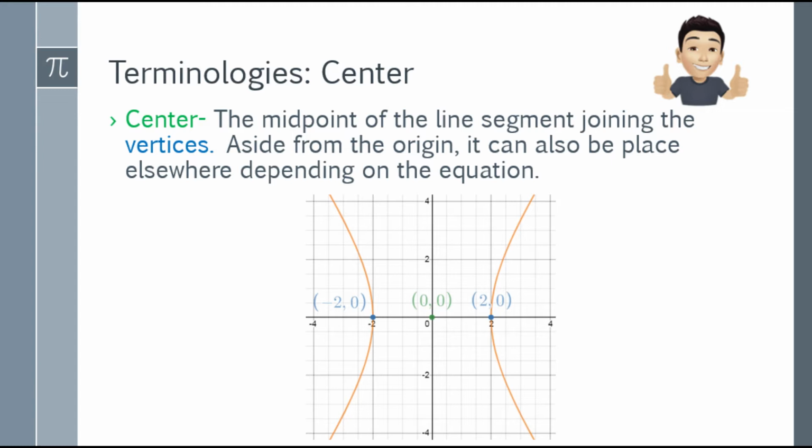Next one is the center. Ang center naman is the midpoint of the line segment joining the vertices. Aside from the origin, it can also be placed elsewhere depending on the equation. So from this image, ang center natin ay nasa origin. Ang center pwede rin sa ibang place, hindi lang siya pwede sa origin lang, okay?